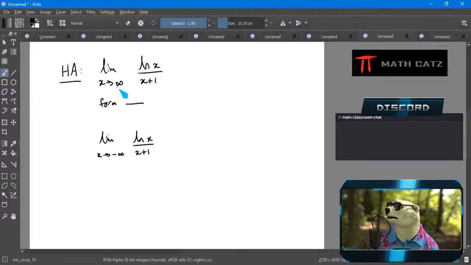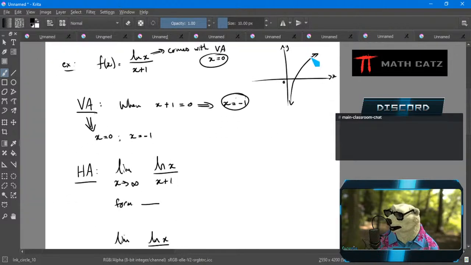Okay. x goes to positive infinity. What happens to the numerator? I read it off my graph. This is the graph of the natural log function. When x gets really big, it gets really big. Infinity. What happens to x plus 1? When x gets really big, it also gets really big.